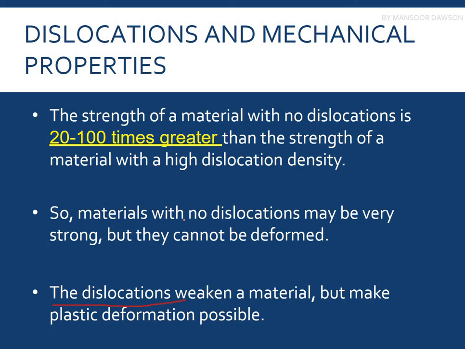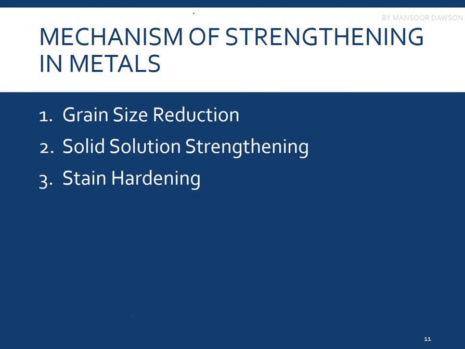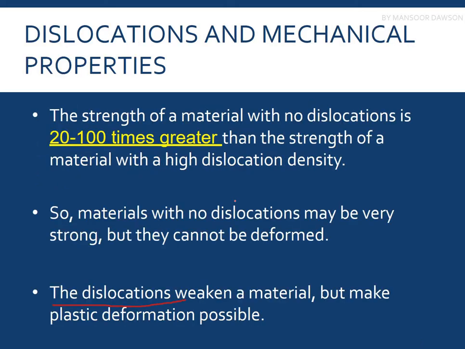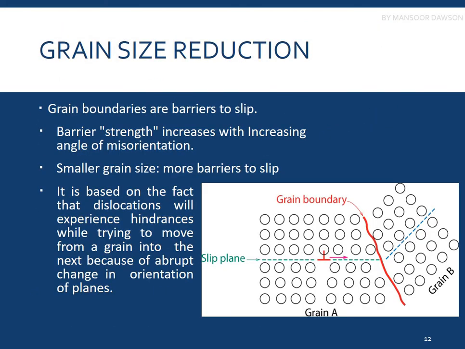to deform plastically. So the mechanisms of strengthening in metals are three: grain size reduction, solid solution strengthening, and strain hardening. We'll be discussing the first two in this lecture, and the third one in the next video. So, dislocations and mechanical properties, we've done this. Okay. So, grain size reduction.